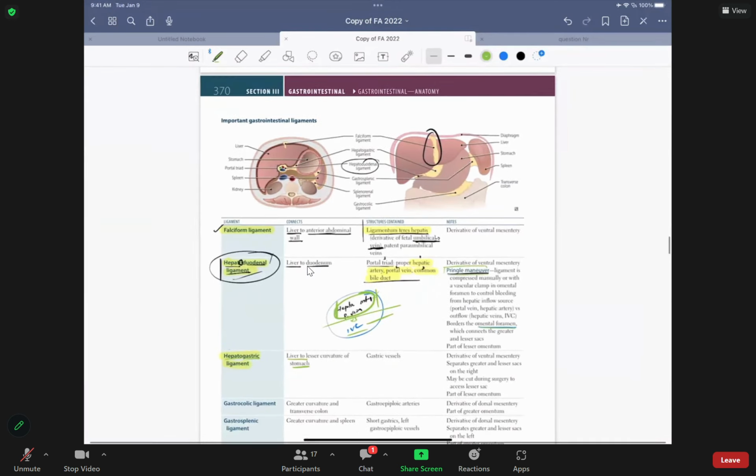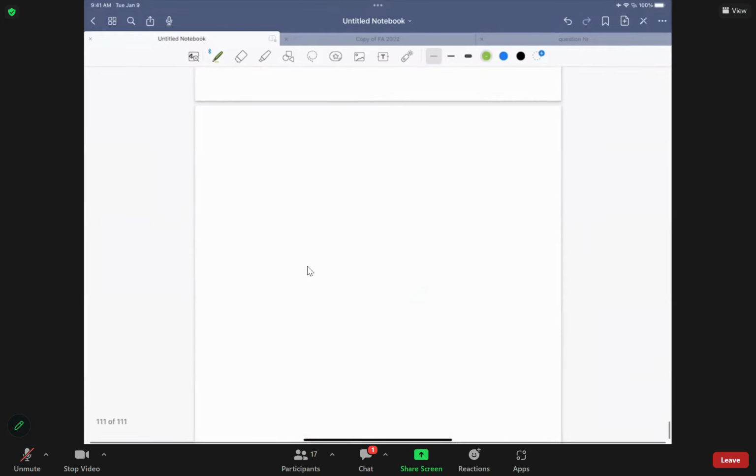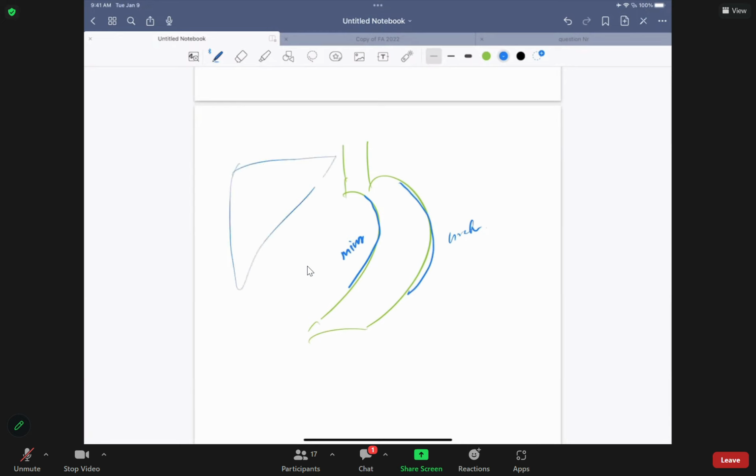Now, if you take the liver to the stomach, let's say the stomach picture. If I were to just draw, this is the stomach. Imagine these are called lesser curvature or minor curvature, and these are called greater curvature. Is that clear, folks? So that's a lesser curvature. This is a schematic diagram. You have a liver somewhere here, so there's going to be a ligament that's connecting here, folks. Is that clear? That's going to be hepatogastric ligament.